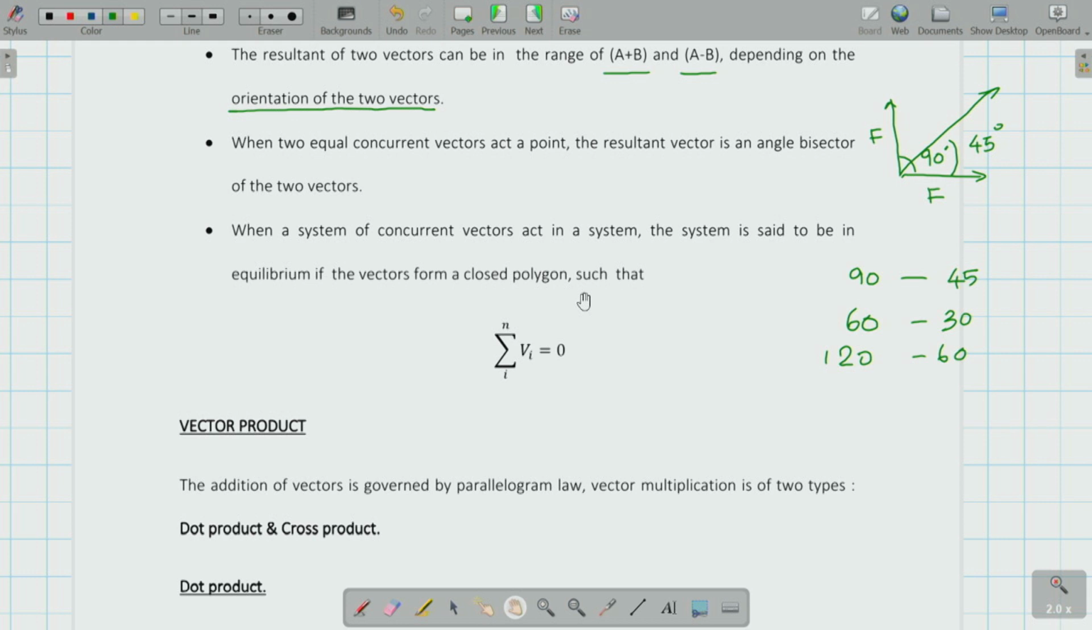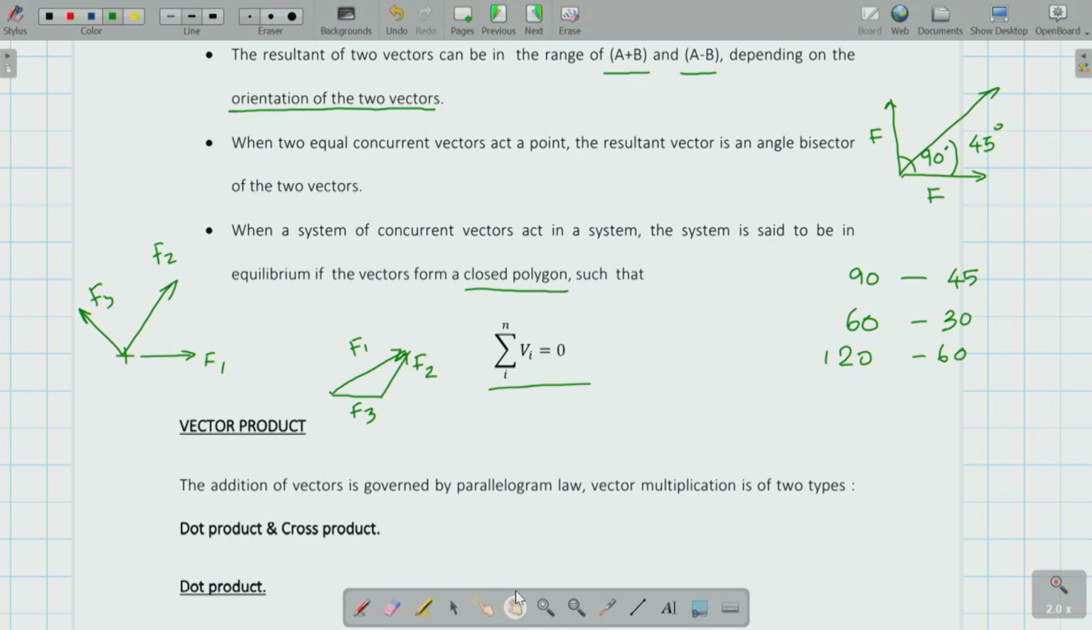When the system is subjected to concurrent forces, it is said to be in equilibrium if the vectors form a closed polygon. For example, let us say I have F1, F2, F3. If I can construct a polygon which goes like this, F1, F2, F3, then the system is said to be in equilibrium. That is, the sum of all the vectors is 0.